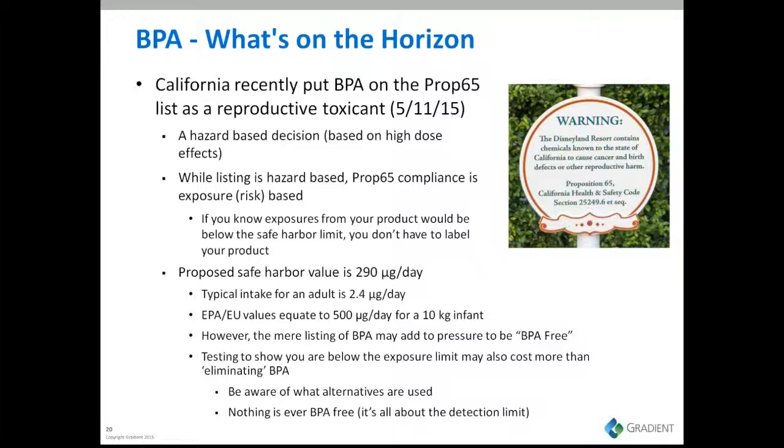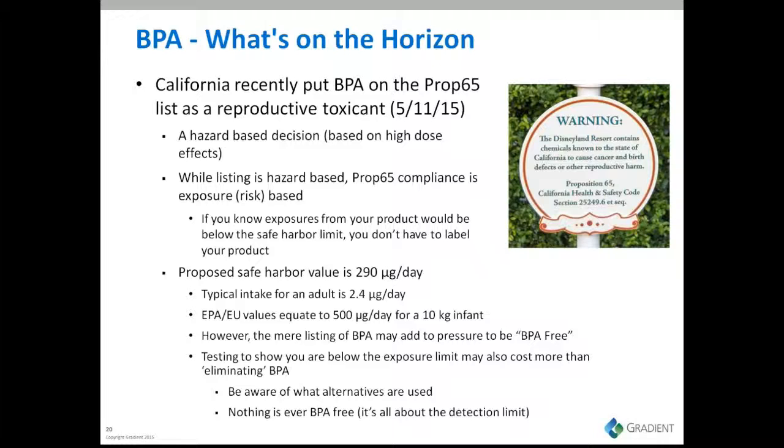And the EPA values that I just quoted to you, the 50 micrograms per day, for a 10-kilogram infant would be about 500 micrograms per day. So we're not so far off of that with the California proposed safe harbor value. So it's not as draconian as you might expect, although it's only a proposed value, so we'll have to see where it goes.